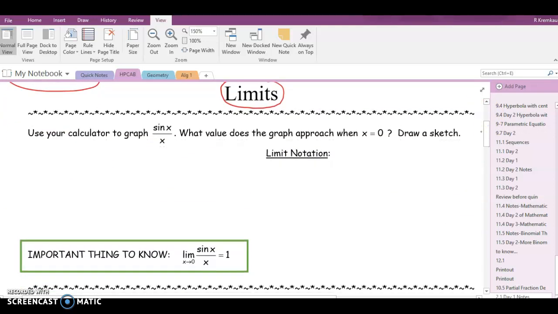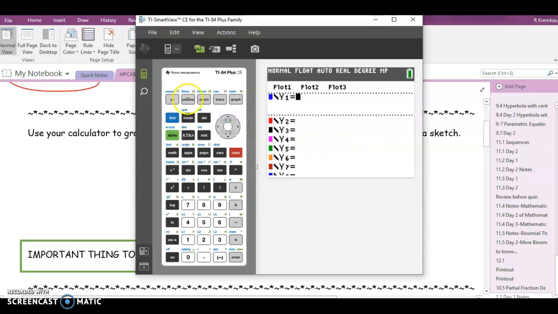We're going to use our calculator to graph sine of x over x, and we're going to find the limit as we approach 0. So first off, we're just going to go to our calculators and type in sine of x divided by x, and we're going to graph this thing.